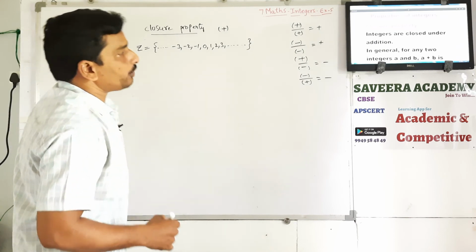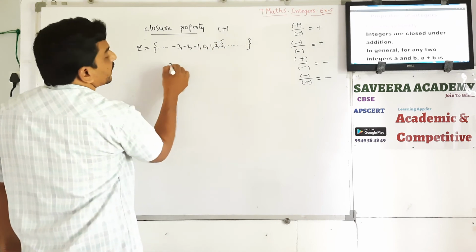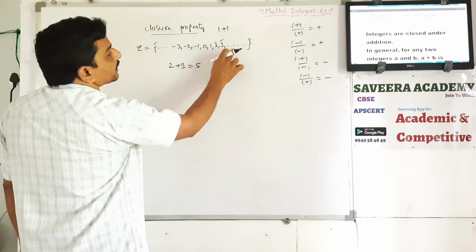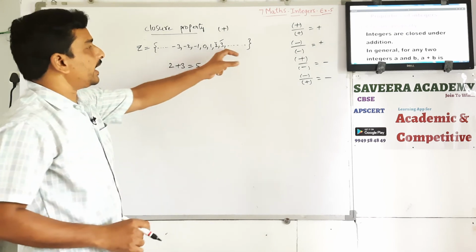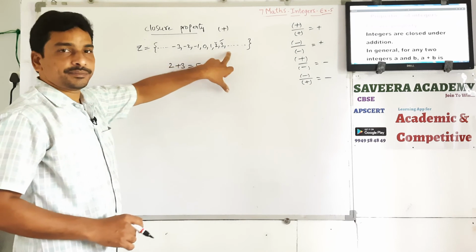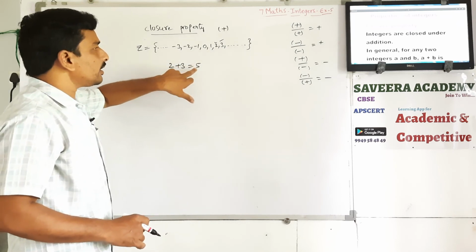If you take any 2 integers, let us take 2 integers, suppose 2 comma 3. 2 plus 3 is equal to 5. 5 is also an integer, no? While we are writing 4, 5, 6 like that. Again we got the same in the same set. Okay. Whenever you add 2 integers, you get another integer.